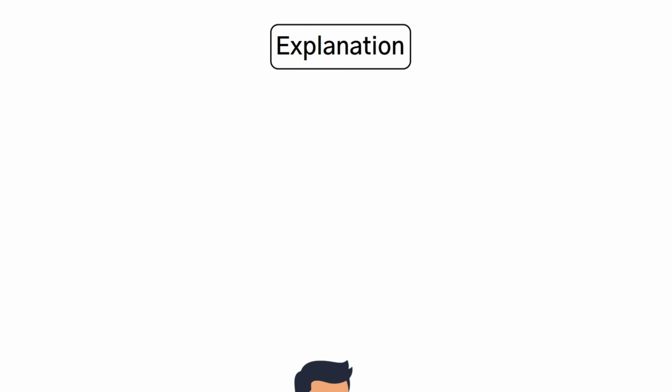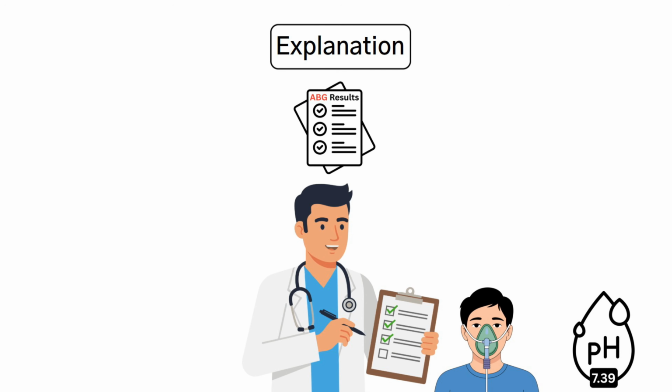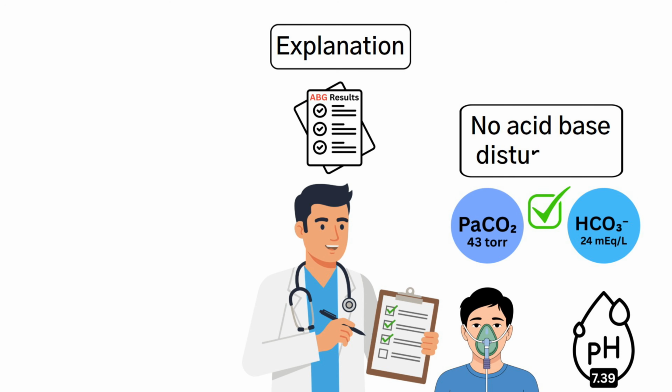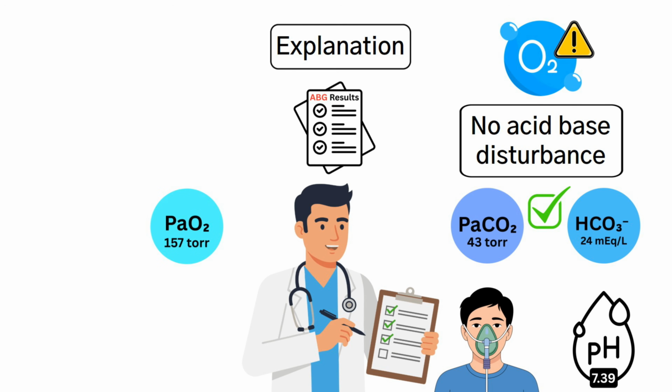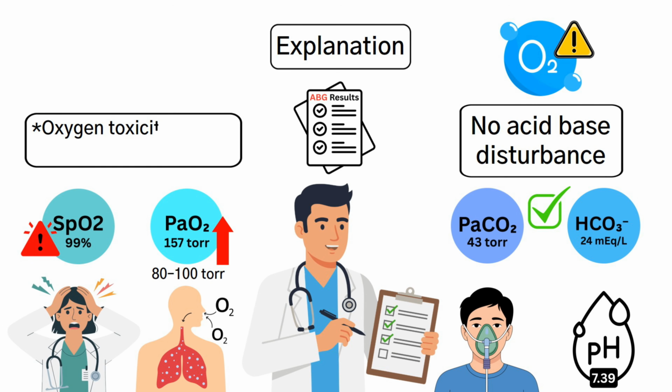Explanation. To determine the best course of action, we need to analyze the ABG results alongside the patient's oxygen therapy. The pH is 7.39, the PaCO₂ is 43, and the bicarb is 24. All of these values are within their normal ranges, so there is no acid-base disturbance. Oxygenation, however, tells a different story. The PaO₂ is 157, which is well above the normal range of 80 to 100, and the oxygen saturation is 99%. This indicates over-oxygenation. Delivering too much oxygen can lead to complications such as oxygen toxicity and absorption atelectasis, so lowering the oxygen level is necessary.